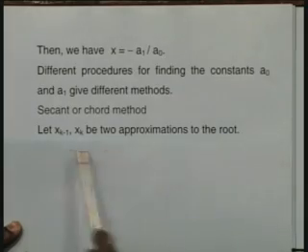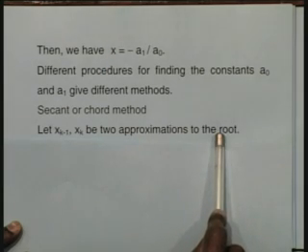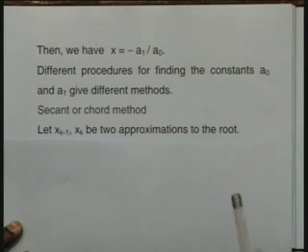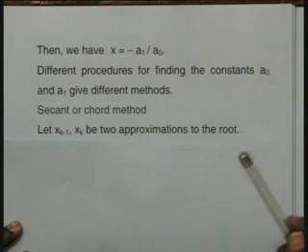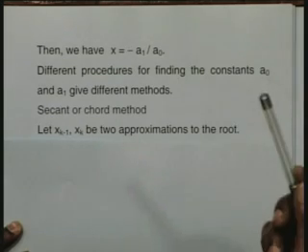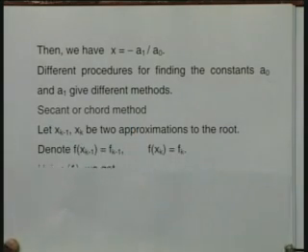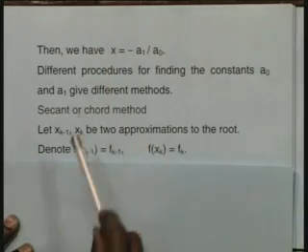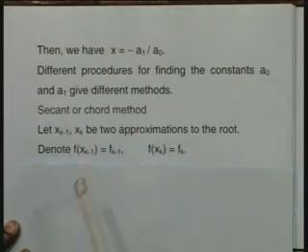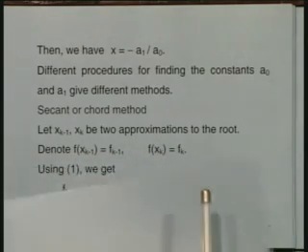What is the secant method? I take any two approximations to the root, x(k minus 1) and x(k), be two approximations to the root. We are not saying that the root lies between x(k) and x(k minus 1), but, say, if the root is 1.2, I may take 0.5 and 0.8 as approximations to the root. So there are any two approximations to the given root. Then I will take the corresponding points on the curve. We denote f of x(k minus 1) by f suffix k minus 1, and f of x(k) is f suffix k.